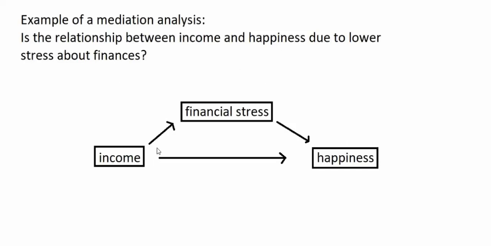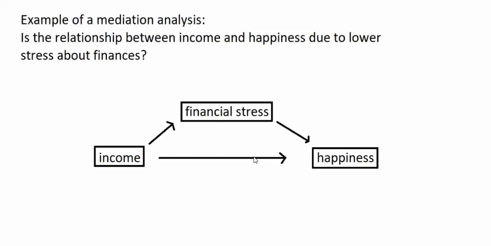And I wanted to mention that each arrow is a correlation that the researcher is calculating. So right here we have the correlation between income and financial stress. Right here we have the correlation between financial stress and happiness. And right here we have the correlation between income and happiness.